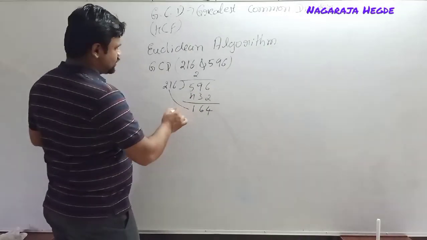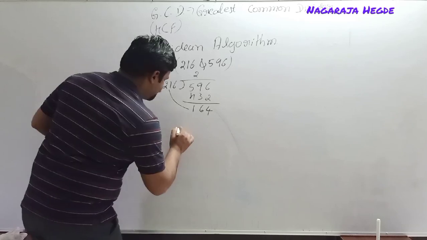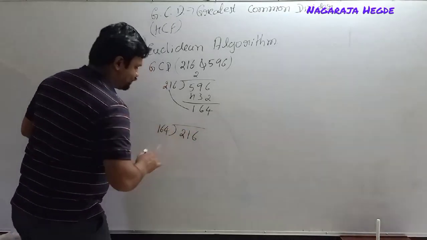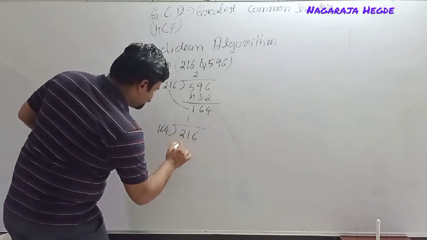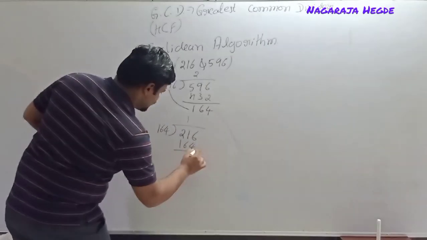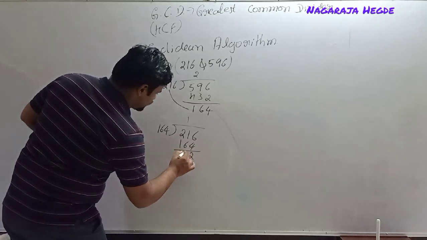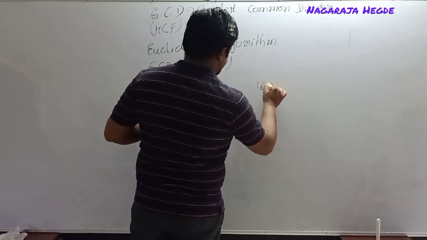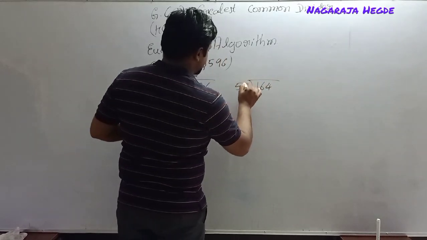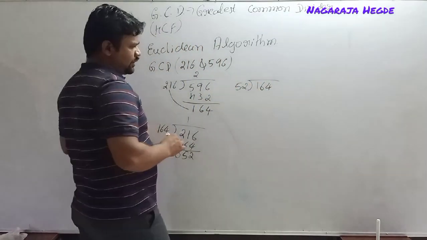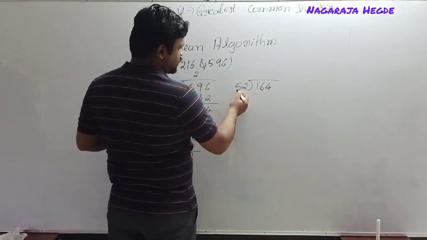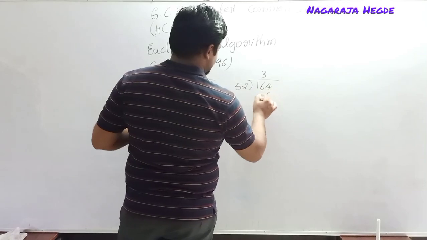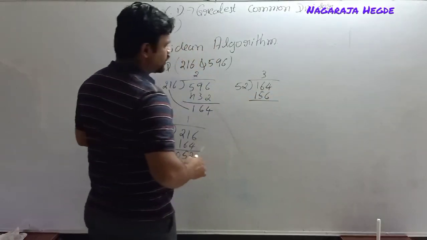Now take these two numbers, 216 and 164. 216 and 164. Here the quotient is only 1, so the remainder is 52. Now 164 divided by 52. Now if you observe, 52 threes are 156. So what are we going to get?